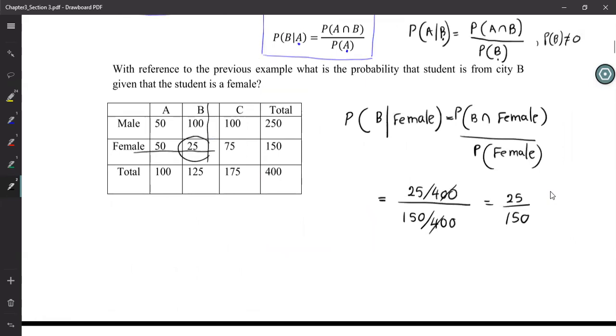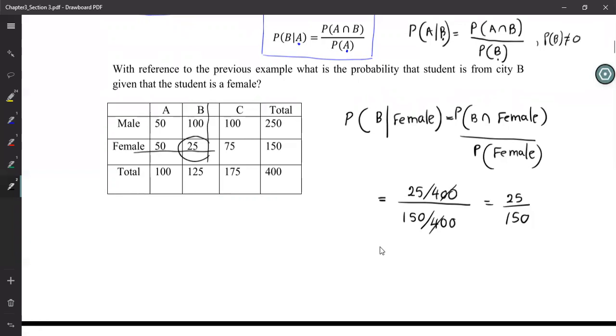So it's up to you. You have the option: you can use the definition, or if the table is available, using the table is sometimes easy. If the table is not available, you have the definition. You can find the intersections, find the probability of the given one, and then do the division according to the definition.